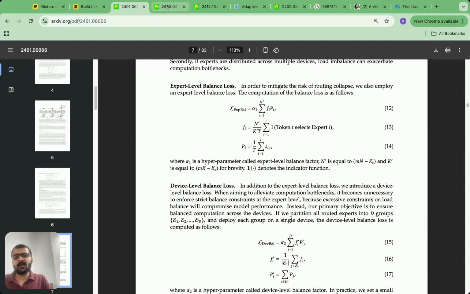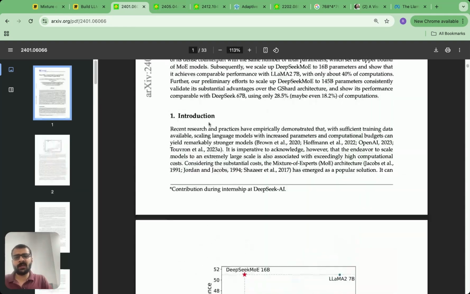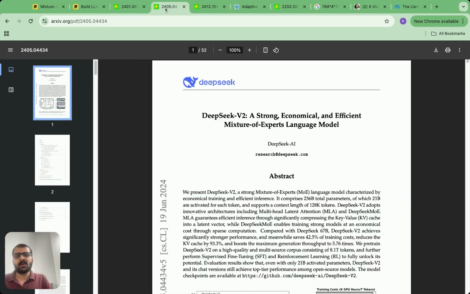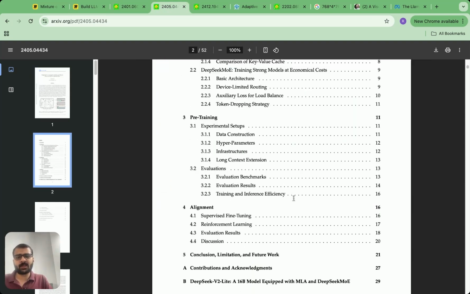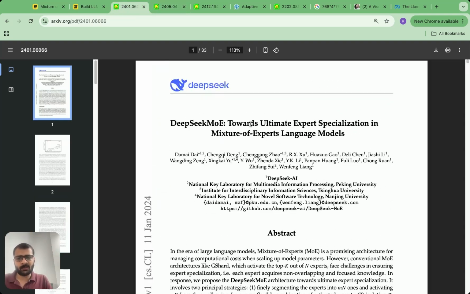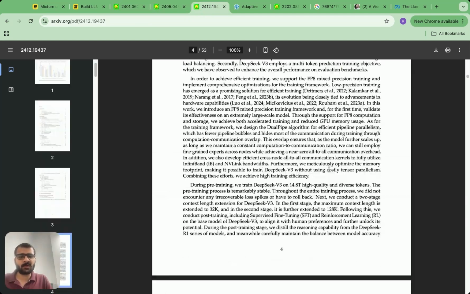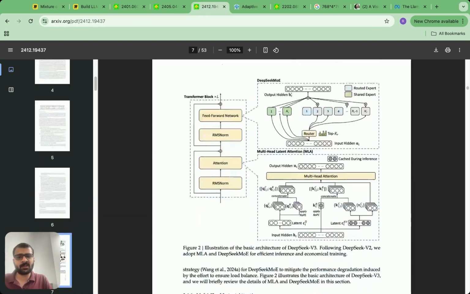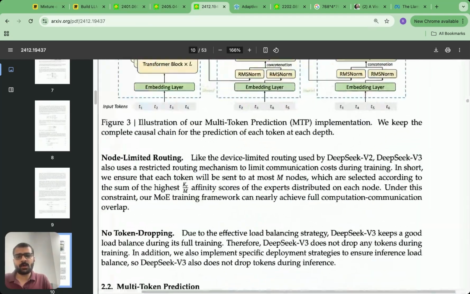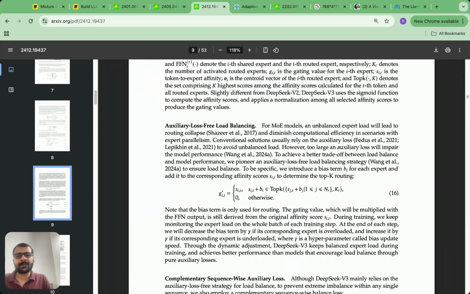They also have, so version 2 did not have a loss free load balancing. So version 2, which came in June 2024, used this mixture of experts architecture, which was released in Jan 2024. And version 3, which came in Jan or Feb 2025, that further modified the mixture of experts because they use something called loss free load balancing.